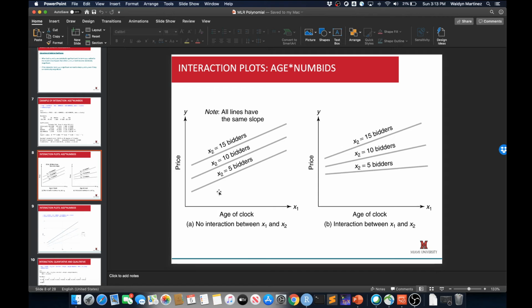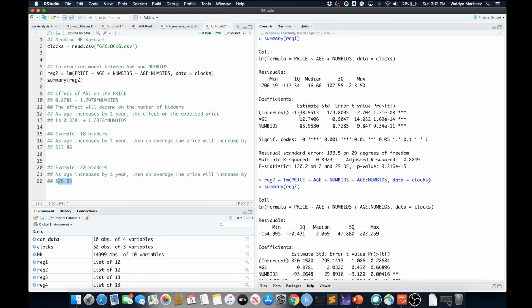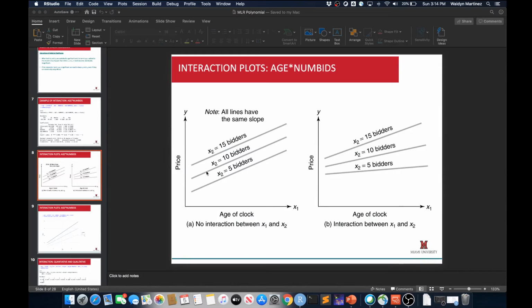So let's think about the case where we have no interaction, like this model here. As age increases by 1 year, then on average price increases by about $12.74. It doesn't matter what the number of bidders is, it will always increase by that amount. If we have 5 bidders, the slope is the same. If we have 10 bidders, the slope is the same. 15, 20, it doesn't matter how many bidders we have. As age increases, the price of the clock just increases by a set amount.